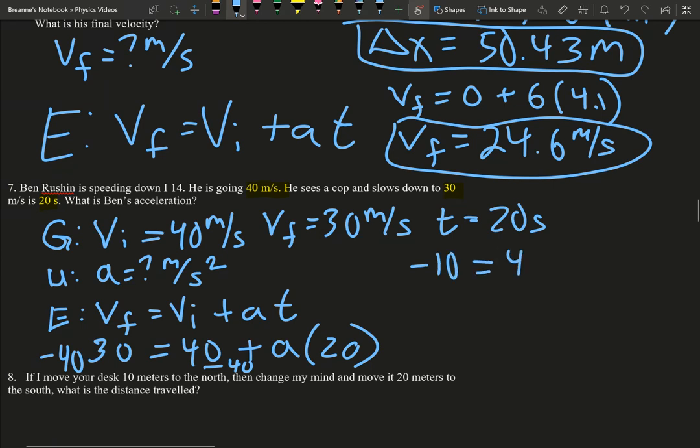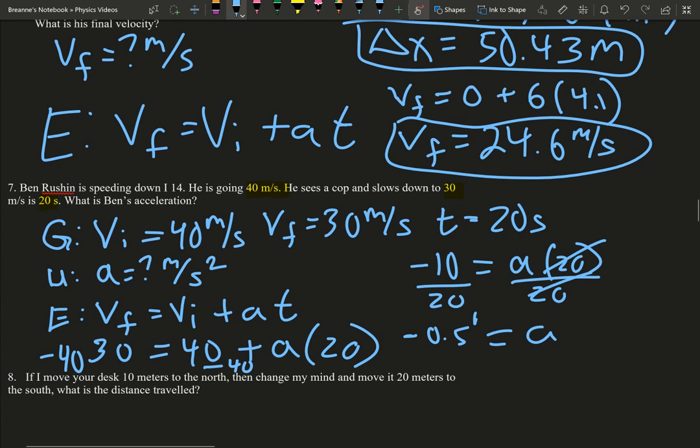Minus 40. So 30 minus 40 gives you a negative 10 equals A times 20. It's being multiplied, so you have to divide. Now you just plug that in your calculator. Negative 10 divided by 20 gives you, well, 0.5, 1/2. So a negative 0.5 meters per second squared.